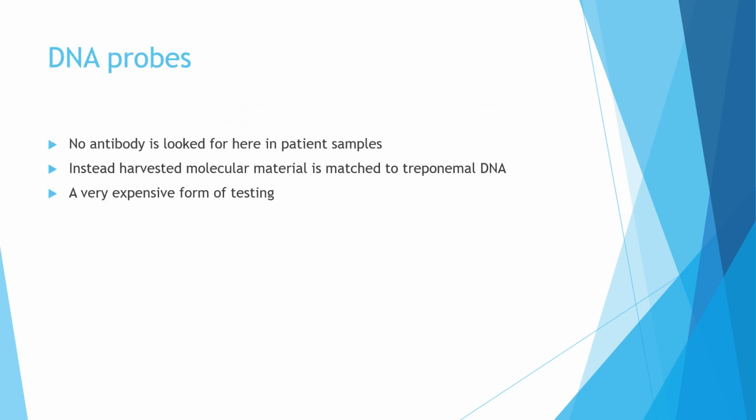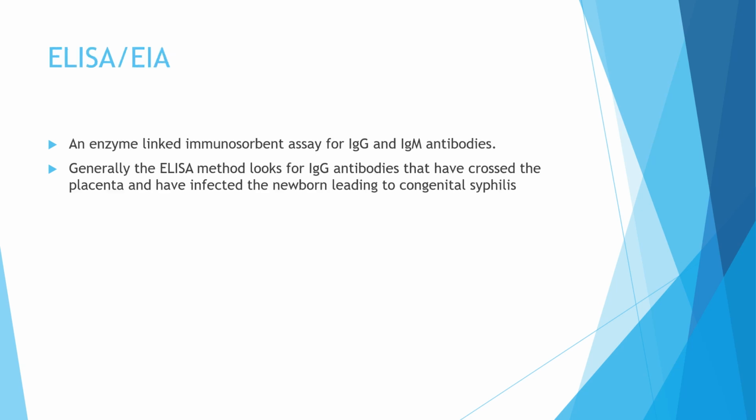In DNA probes, we're not looking for an antibody in the patient sample. Instead, we're harvesting molecular material and then matching it to treponemal DNA. It's a very expensive form of testing. In ELISA, we are looking for IgM or IgG antibodies to Treponema pallidum. Generally, the ELISA method looks for IgG antibodies that have crossed the placenta and have infected the newborn, leading to congenital syphilis.